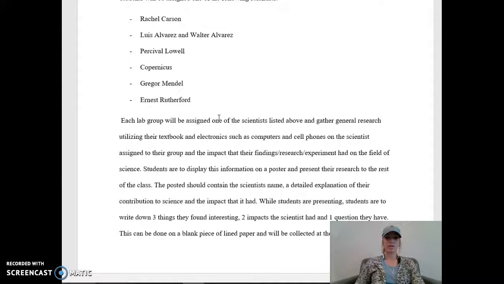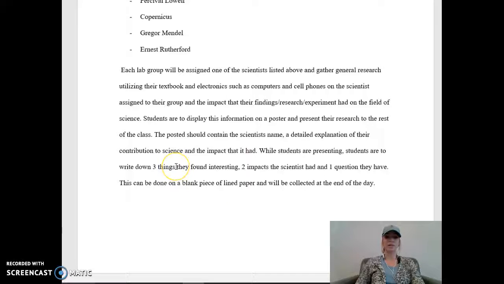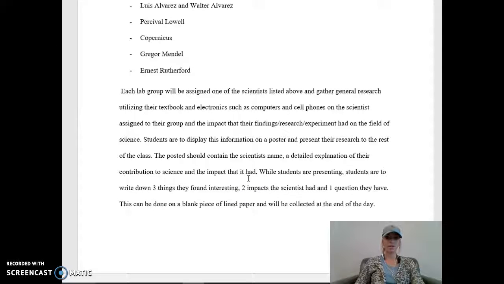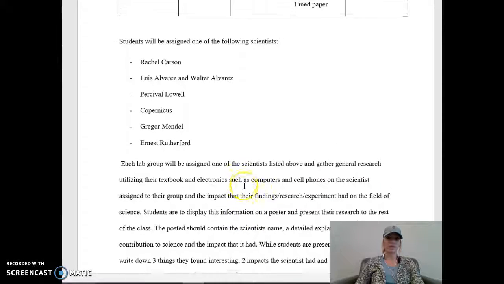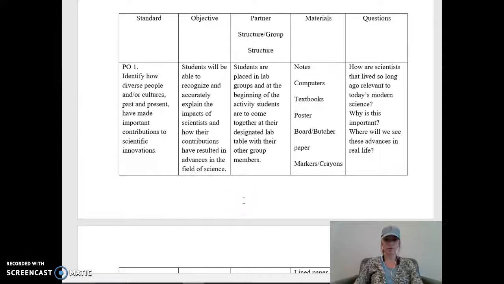The poster should contain the scientist's name, a detailed explanation of their contribution to science, and the impact that it had. During the presentations, the students should be writing down 3 things that they found interesting, 2 impacts that the scientist had on the field of science, and 1 question that they still may have. And that can just be done on a blank sheet of paper, and that will be collected at the end of the day.